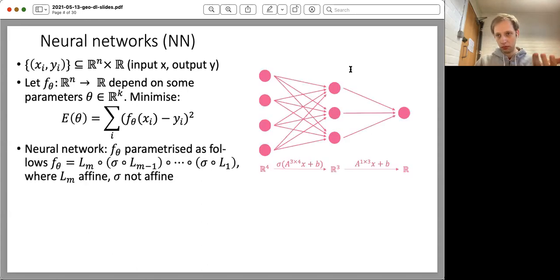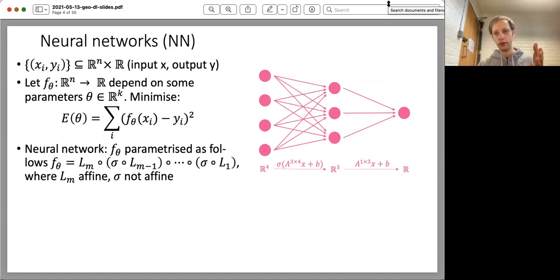One easy way to do it are fully connected neural networks. So you parameterize your f theta as follows. You take a composition, you compose a bunch of linear maps, L1, L2, L3, and so on. But every other map is sigma, which is not linear. But actually, I said linear and I wrote affine, so it's always a matrix multiplication plus a vector. So affine is the better word.